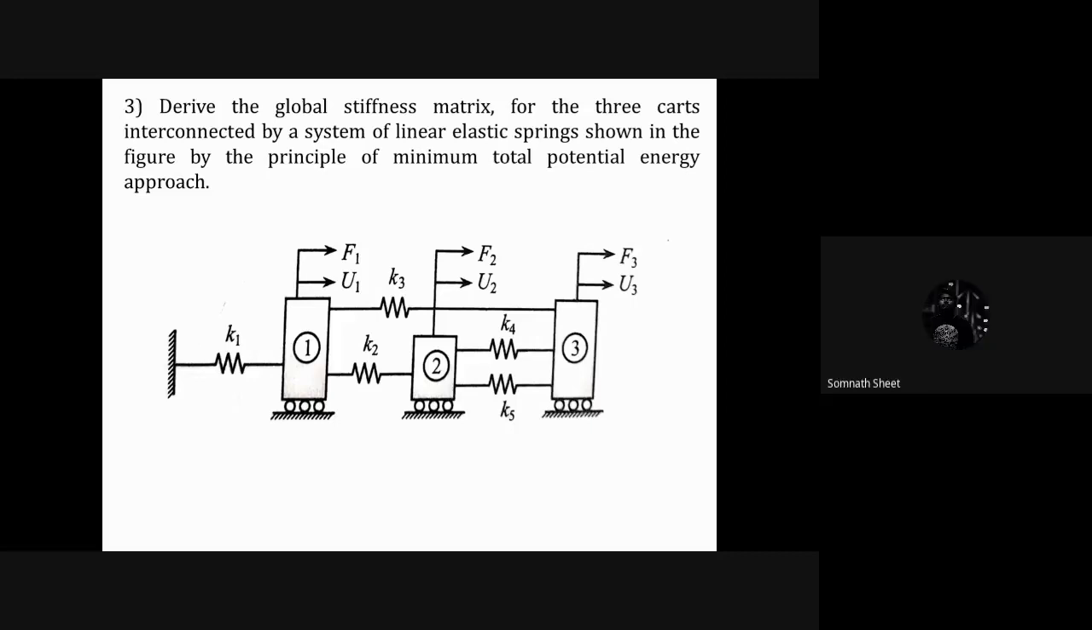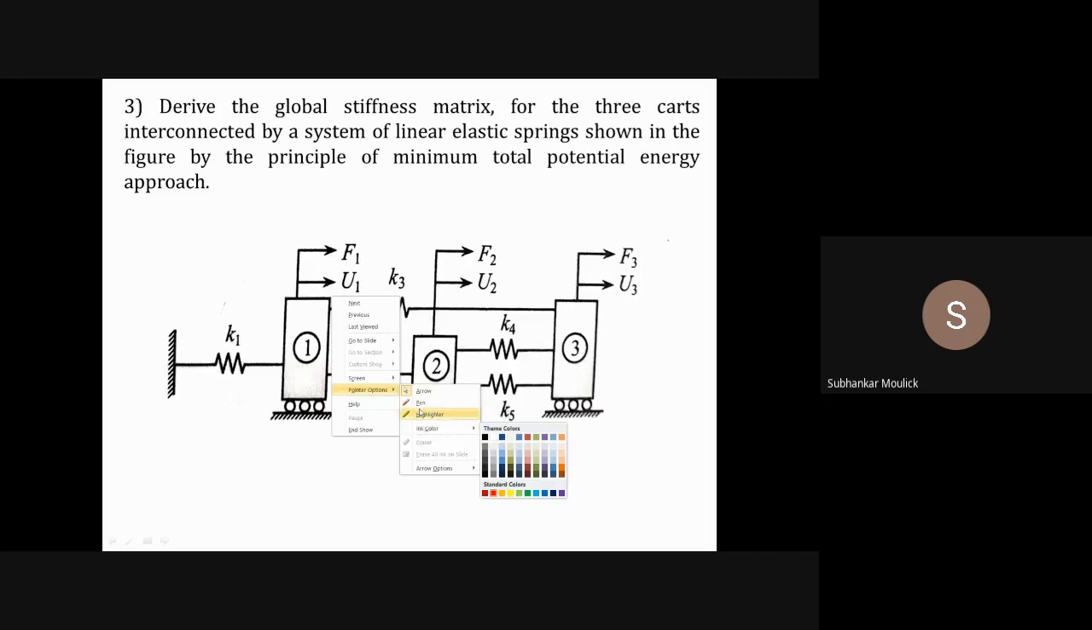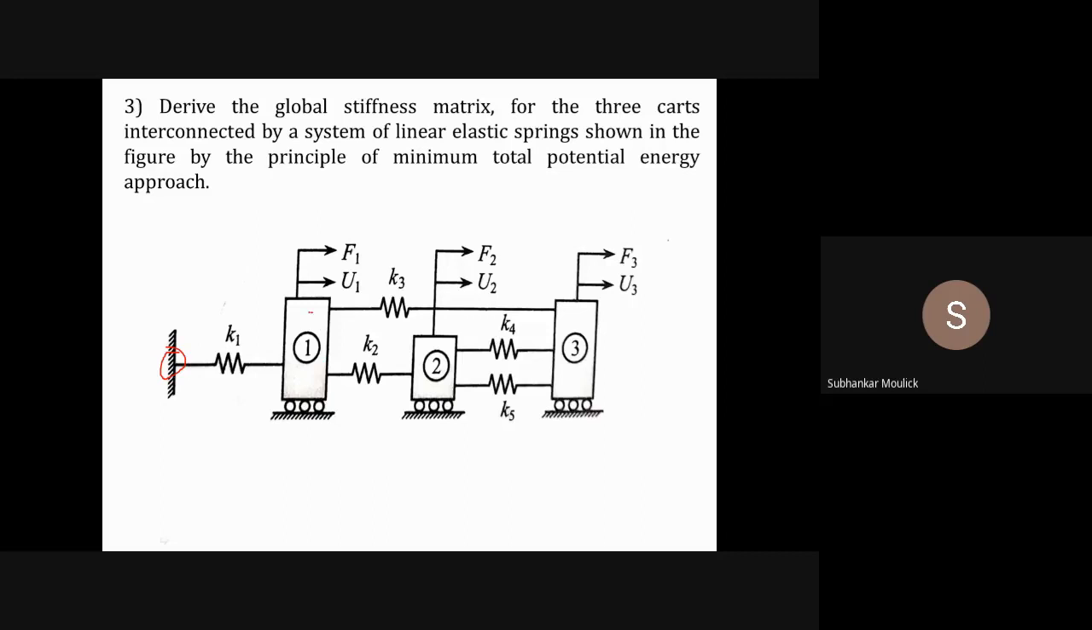5 cross 5, because 5. No, no. It will be 3 cross 3. How will it be 3 cross 3? See, this is one node, this is the second node, this is the third node, this is the fourth node. Is it clear that in this problem 4 nodes are present? Again: this is the first node, second node, third node, and this is the fourth node. Is it clear to all of you?